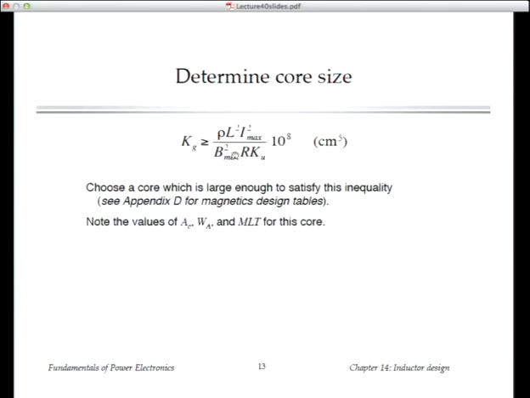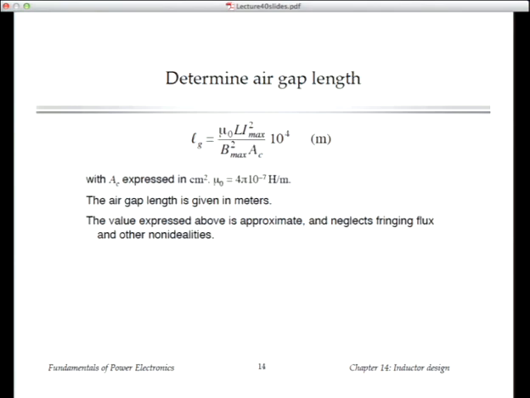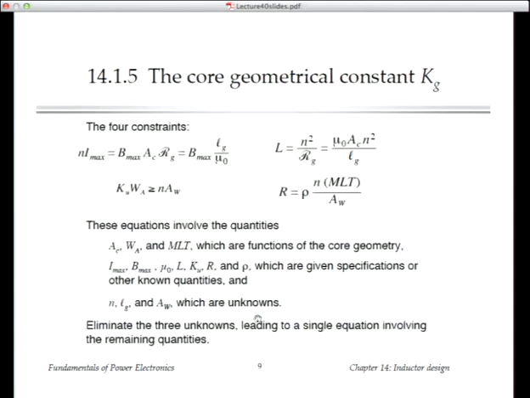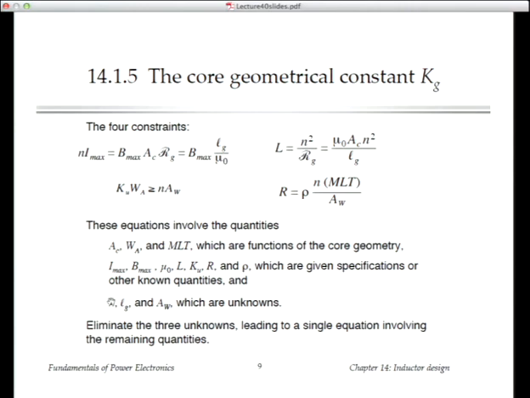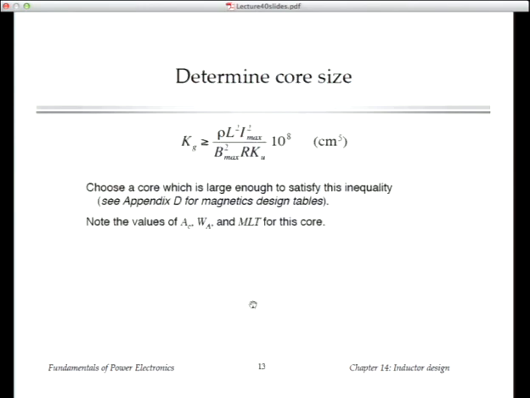Okay, so first we evaluate the kg formula that we just talked about. Plug in the values, find a core in the appendix that will work and satisfy this. Once we do that, then we know the values of the dimensions of the core. Okay, next step, we can plug into this formula now to solve for the gap. Basically, the next 3 steps are solving for these 3 unknowns. We can use the remaining 3 equations to solve for these 3 unknowns.